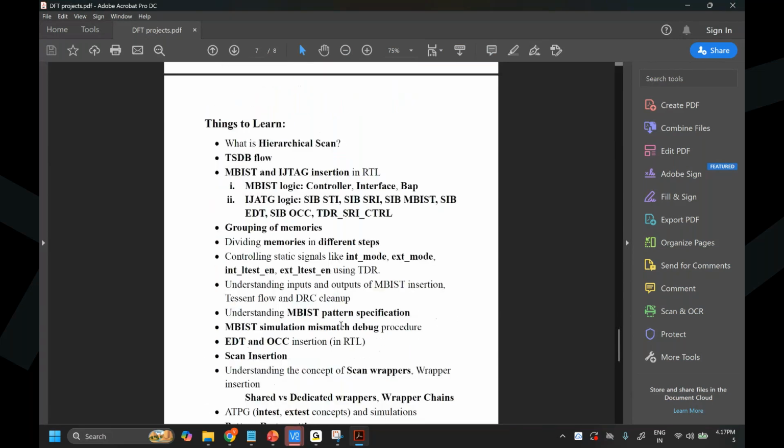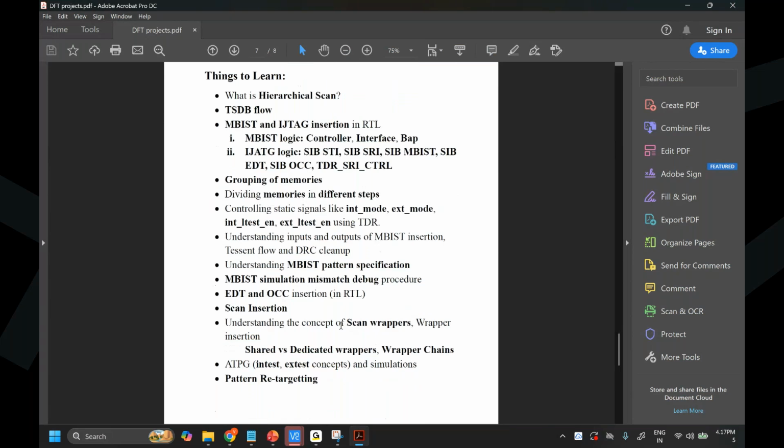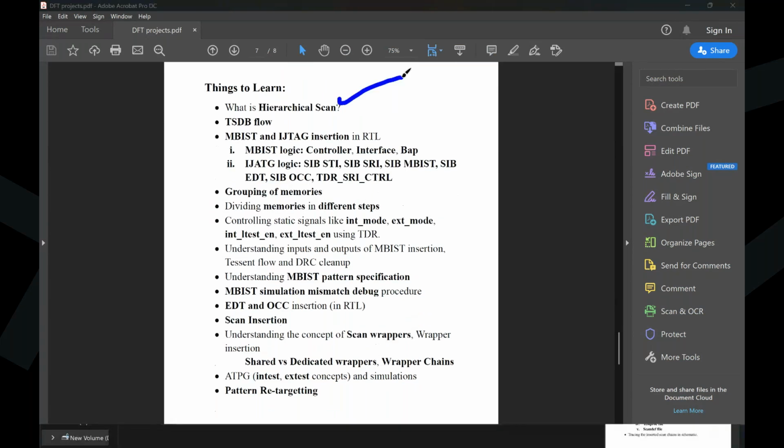And what we'll be learning is what hierarchical scan is. If you have hierarchical scan, then you have the concept of scan wrappers. What are shared wrappers? What are dedicated wrappers? What are wrapper chains? What is in-test? What is X-test? What is pattern retargeting? All these concepts come up when you go for hierarchical scan. We will understand all these concepts, both theory as well as practicals.